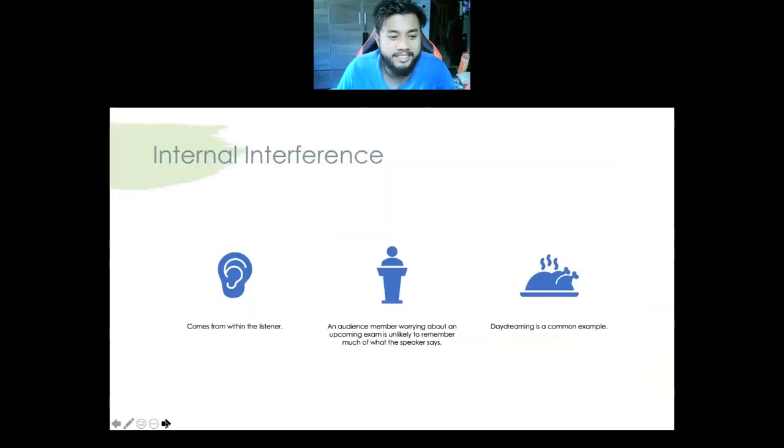What is an internal interference? This comes from within the listener and within the speaker himself or herself. It comes from within the listener. An audience member worrying about an upcoming exam is unlikely to remember much of what the speaker says. Okay, this is internal audience issues, actually coming from the audience. Okay, daydreaming is a common example.